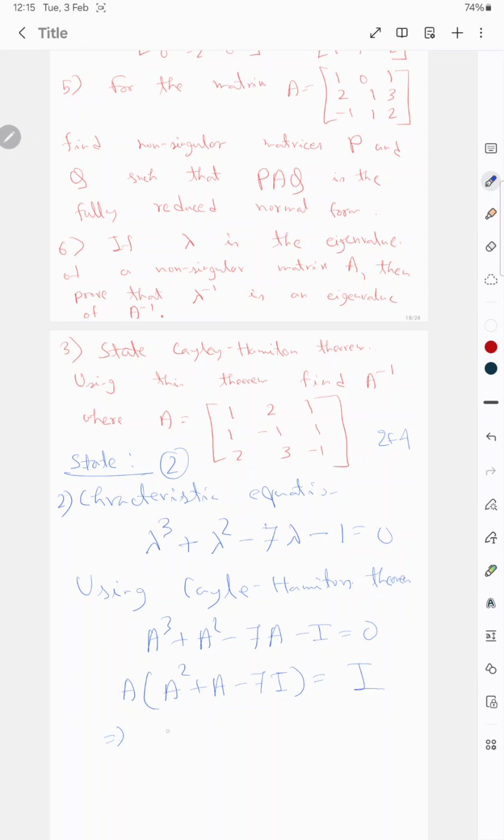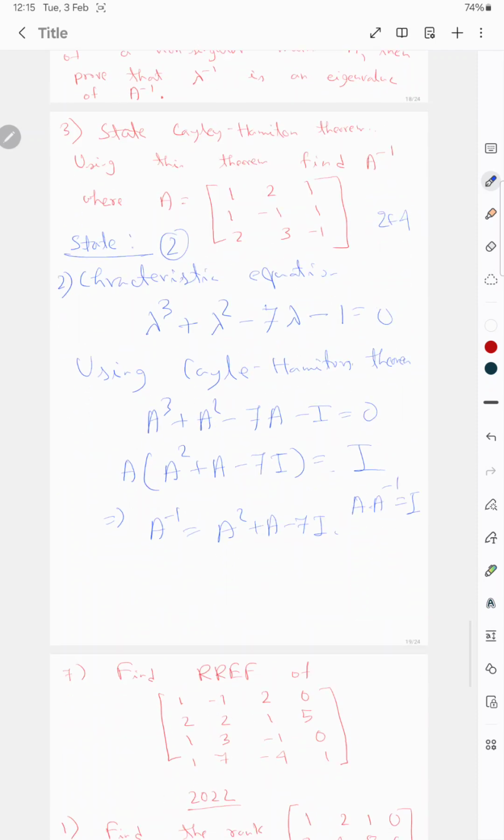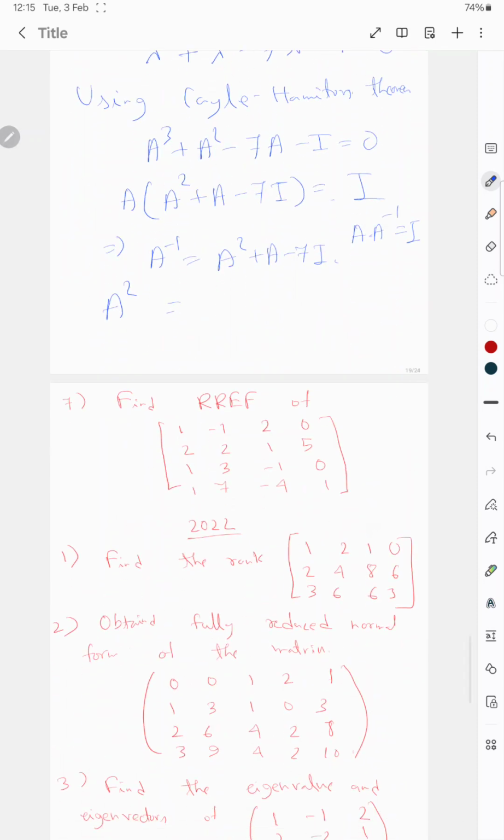So what you can say from here, A into A inverse is always I, right? If there is some constant, you will divide by that number here, that we have discussed in the class. So A inverse would be this element, right? So A square plus A minus 7I. So that's it. Now you just substitute the value, find A square first, then substitute here, and you will get A inverse. Okay, that's it.